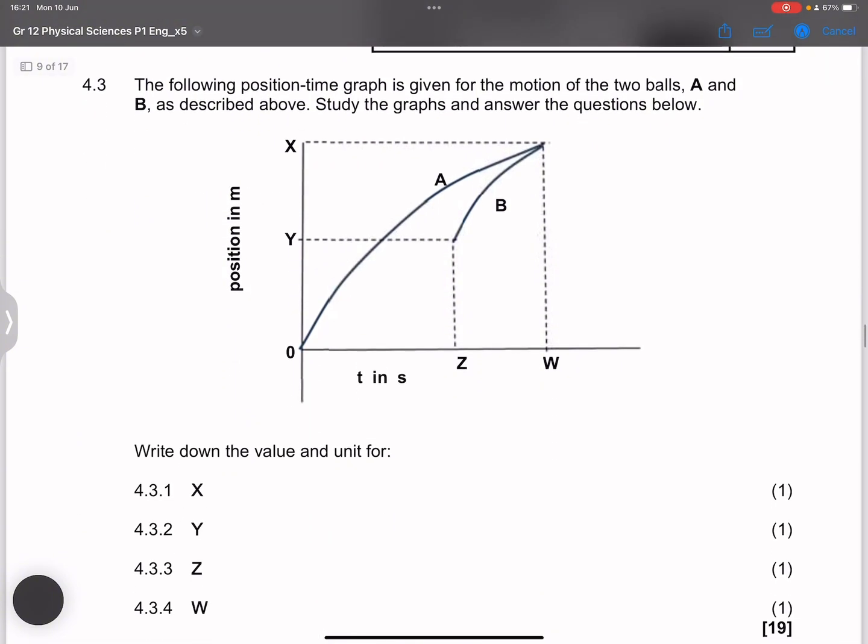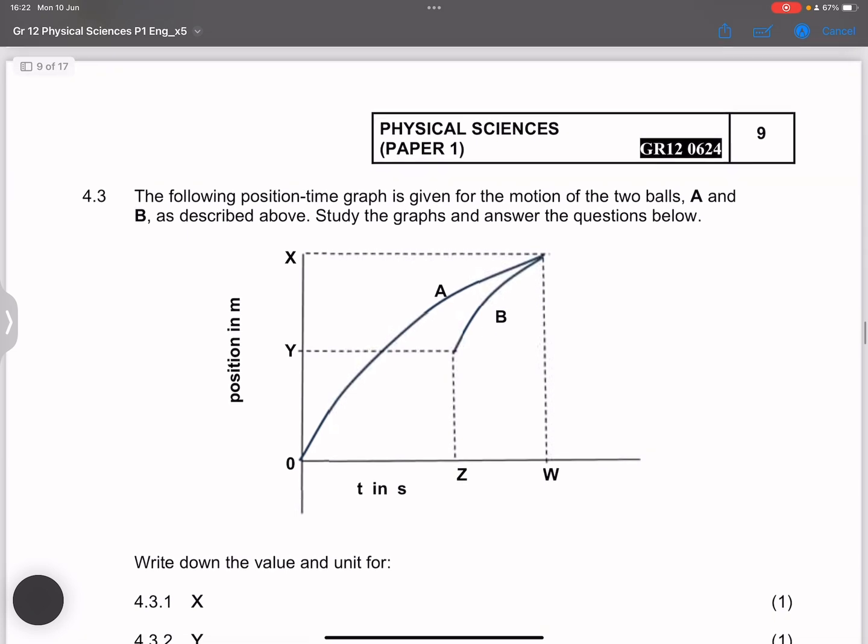They say to us, the following position-time graph is given for the motion of the two balls, A and B, as described above. They say study the graphs and answer the questions below. Right, so definitely that is the displacement for A, on the first graph, and the displacement for B. Now they say to us, write down the value and unit for X. Now, X would be the maximum height for A.